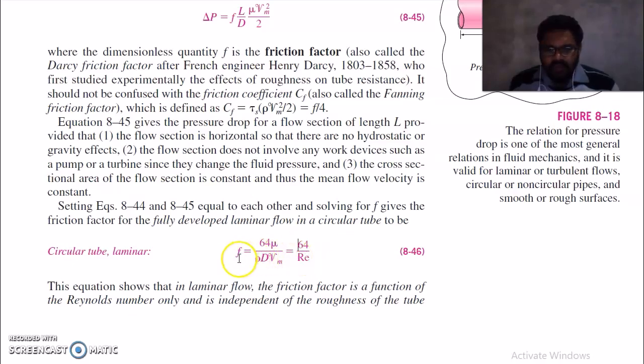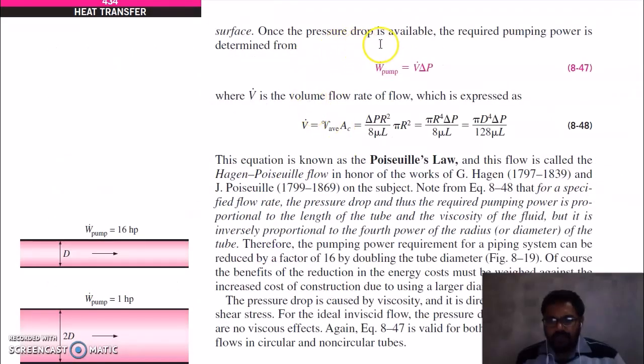This equation shows that in laminar flow the friction factor is a function of Reynolds number only and is independent of the roughness of the tube. So once pressure drop is available, the required pumping power, or you can say power for the pumping, is equal to volume flow rate into pressure drop delta P.